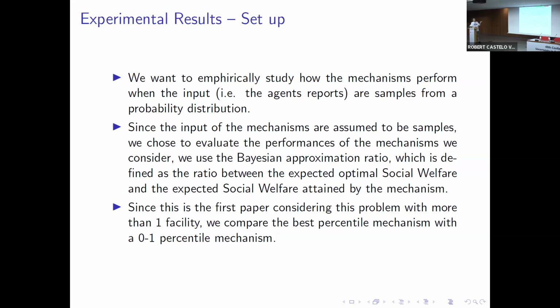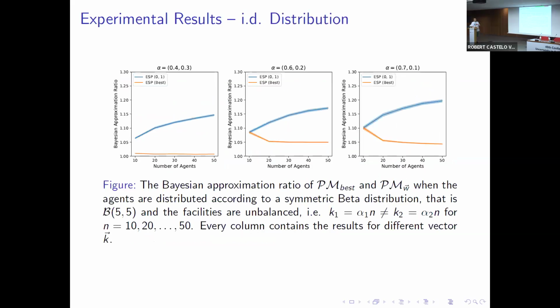What we want to assess with our experiment is basically what happens when you consider a percentile mechanism that is not optimal. So we are comparing the optimal one that we found according to the worst case analysis with another percentile. And then we want to consider what happens when the agents are actually not identically distributed. So the first test will be about identically distributed agents. In the other case, we are considering agents that are independent but sampled from different distributions.